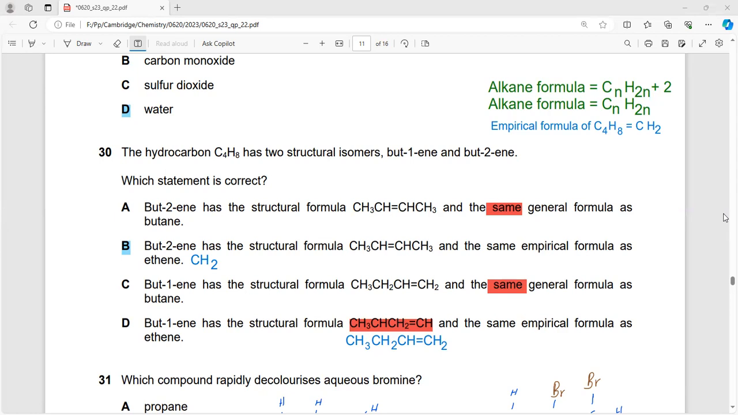What about C? It is wrong here, because the general formula of alkene and alkane is different. And D is also wrong because the molecule structure is wrongly mentioned here. You can see it's supposed to be CH3, CH2, and then CH and CH2. Carbon should have a maximum bond of 4, and hydrogen should have a maximum bond of 1. In this way, we fulfill the valency of carbon and hydrogen. So the molecule is wrongly mentioned here in D. That's why the correct statement is B here.